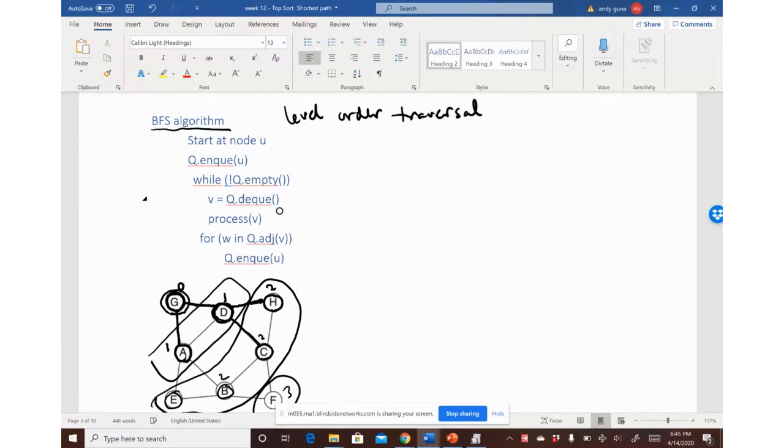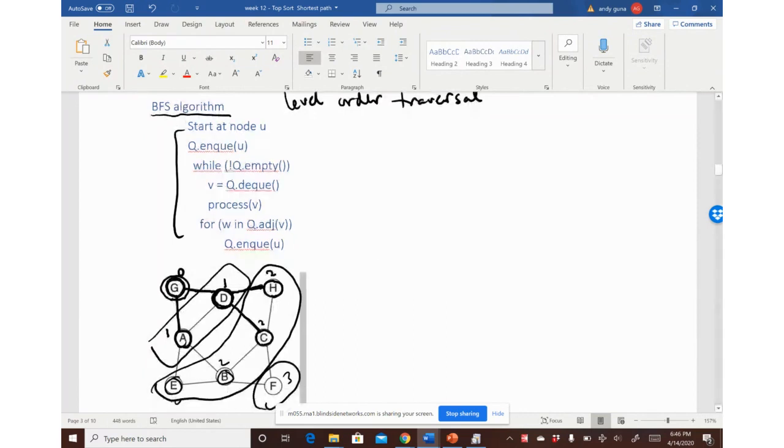Okay, the way to implement the level order traversal is that we start with some node U. Let's say we start with node G. So we enqueue node G in a queue. So we have a queue here.